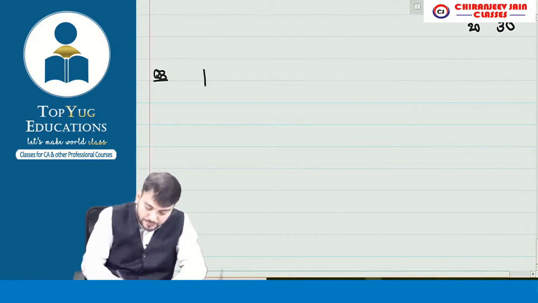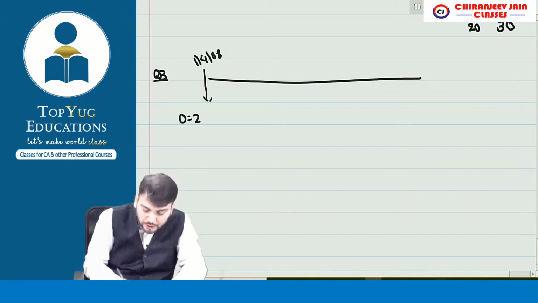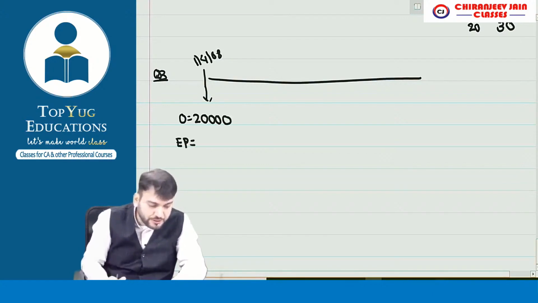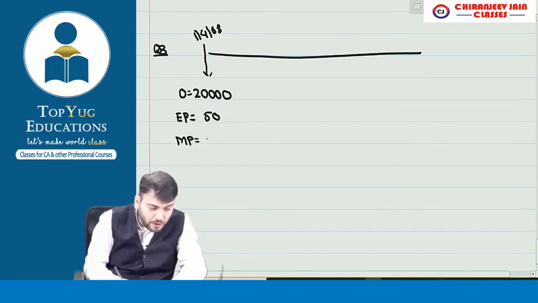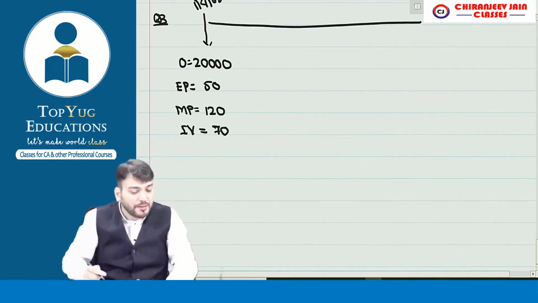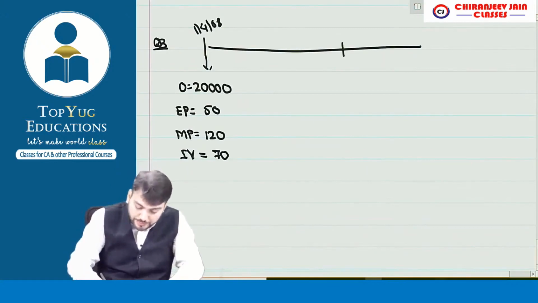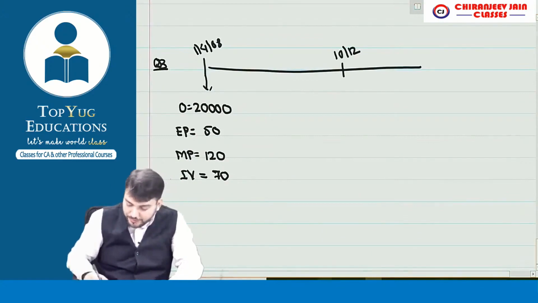Question number 3. The options were announced on 1/4/2008. How many options? 20,000. Exercise price how much? 50. Market price is equal to how much? 120. Intrinsic value is equal to what? 70. Once again, fair value of option is not given. Therefore, we are considering what? Intrinsic value. Then on 10/12 we will check.